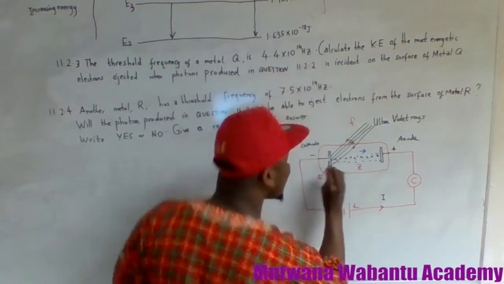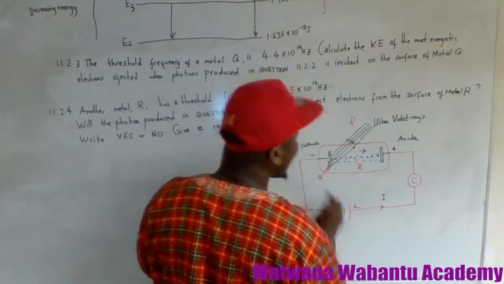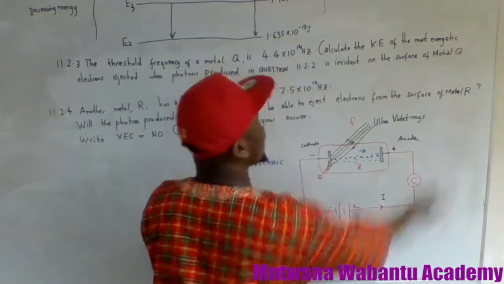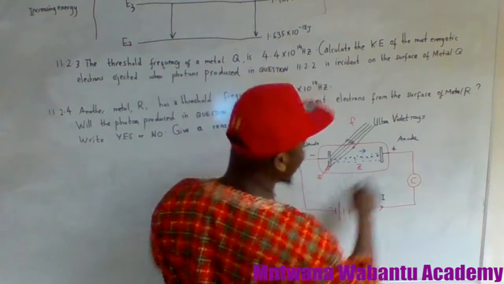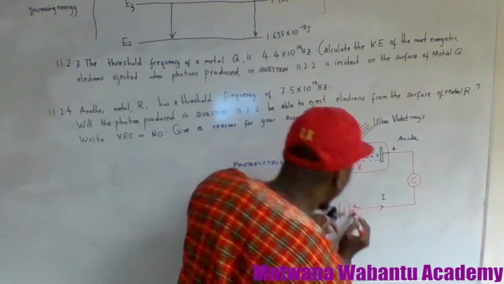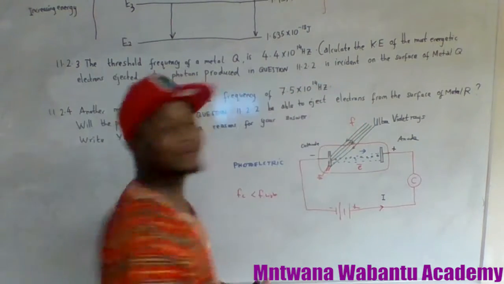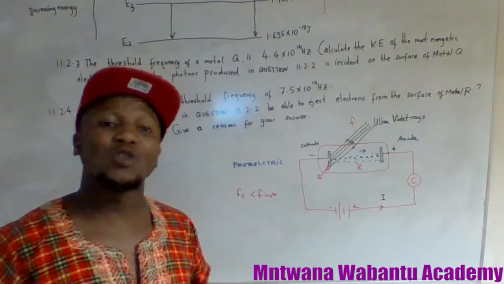The moment they reach the anode, current is going to start to flow in the opposite direction to the direction of the electron. So electron moves this way, current is going to move this way. That's how we test it here. So that's how the photoelectric effect works.